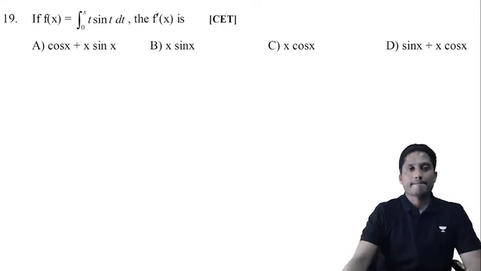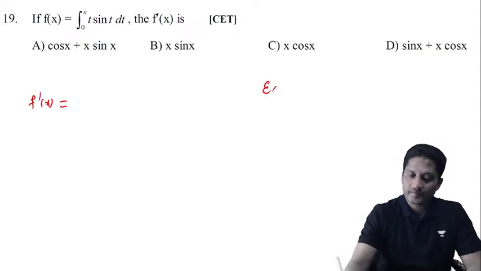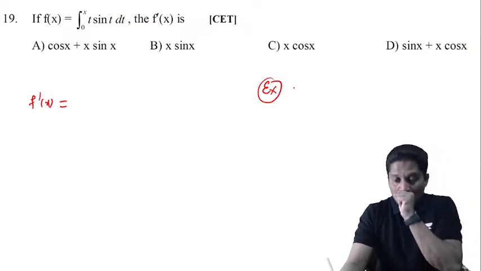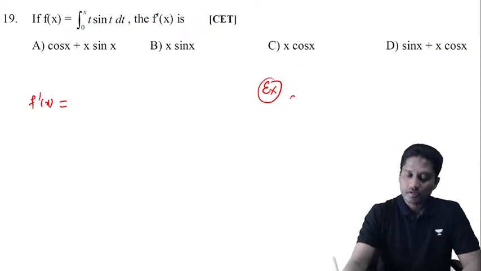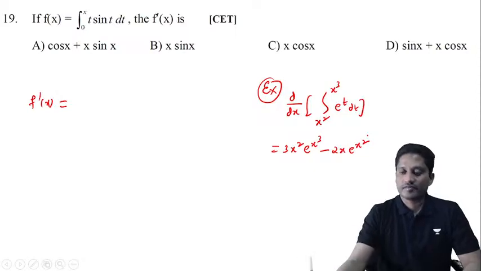Question number 19. See, this is f dash of x. I'm supposed to find f dash of x. Differentiation of a definite integral. I want to differentiate a definite integral. This is x squared to x cube and e to the power of dt. Differentiate the upper limit. In place of t, you put upper limit. Minus differentiate the lower limit. In place of t, you put lower limit. This is called differentiation of a definite integral.